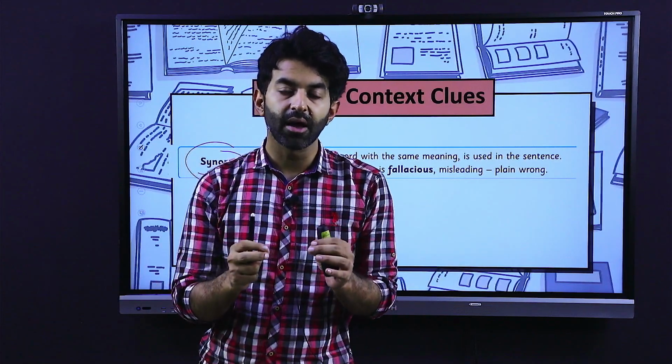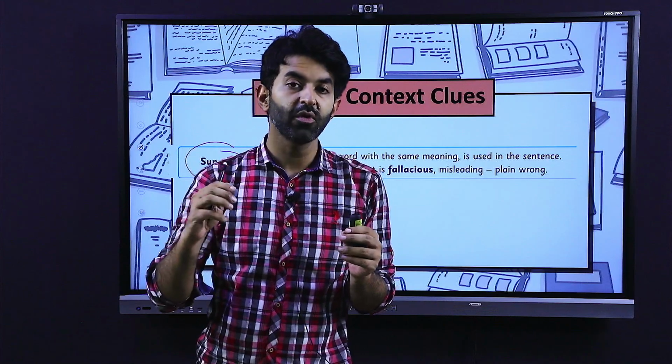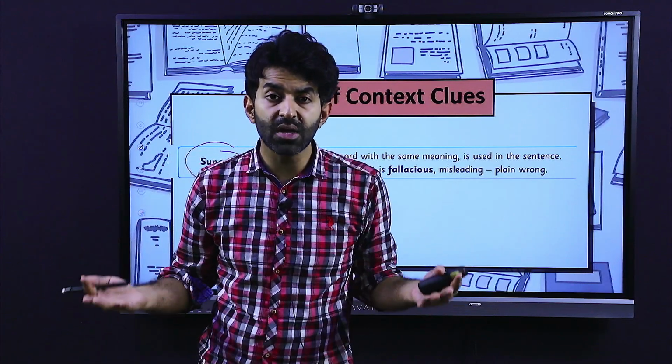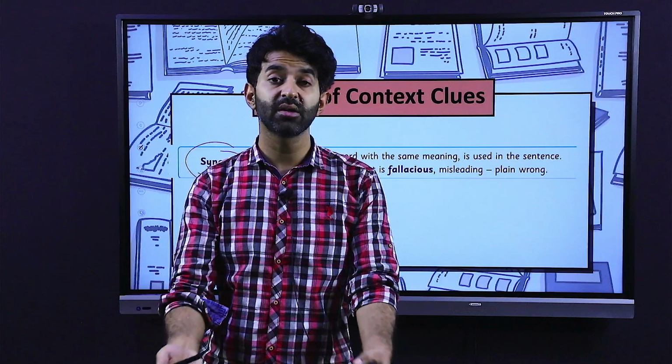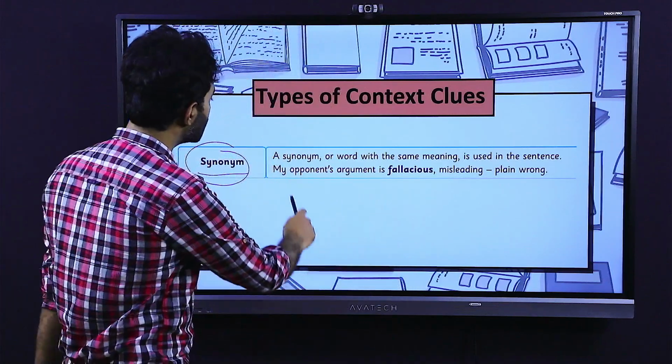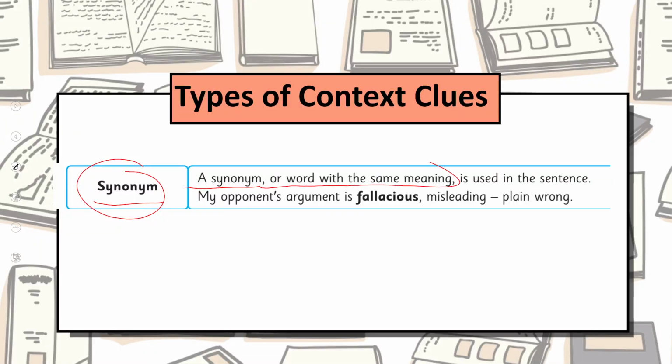Okay, a synonym is a word for which we have another word that means the same thing. It means two different words, but they have the same meaning. A synonym or word with the same meaning is used in the sentence to give you a hint or a context clue. Now, this is called a synonym context clue, right? Let's look at this example. My opponent's argument is fallacious, misleading, plain wrong.